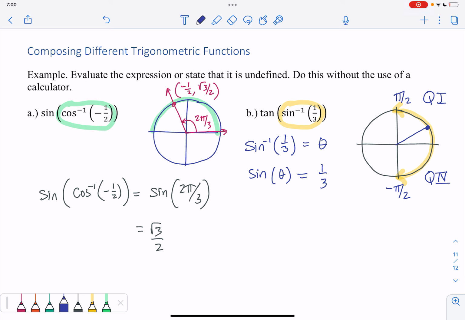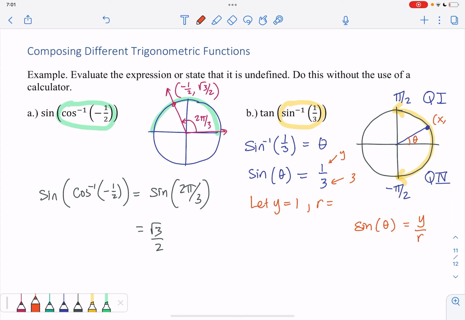Now, if that is the case, let's remember, if I'm not on a unit circle, then I know that, like kind of previously in Math 112, sine of theta is equal to y over r. So I'm going to say, let y equal my 1 here, and let r equal my 3. And so I have sine of theta. So here's theta. And then I have some corresponding point, x, y.